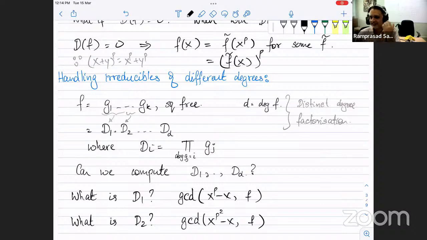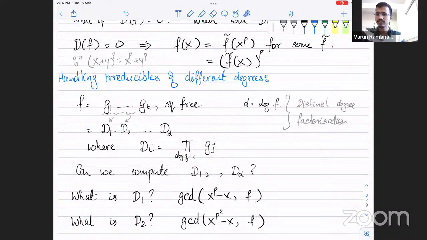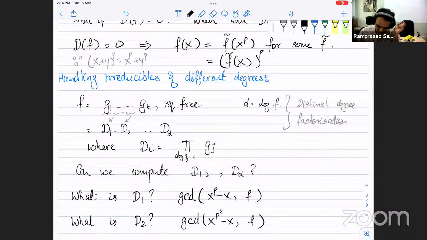So what will this GCD end up giving us? No, this will have even irreducibles of degree 1. That's right. So you first compute this and just divide by d1, because this will include both irreducibles of degree 2 and 1. Okay, fine. So let's get rid of the degree 1 part because we have already computed it.